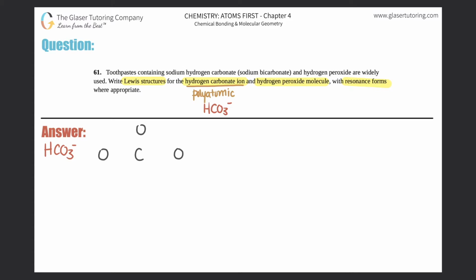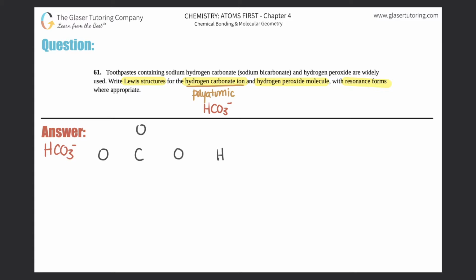And then this is a form of an acid, and in acids, the H will always be bound to the more electronegative element. Oxygen is more electronegative than carbon, so that's why the hydrogen goes on the oxygen and not on the carbon.